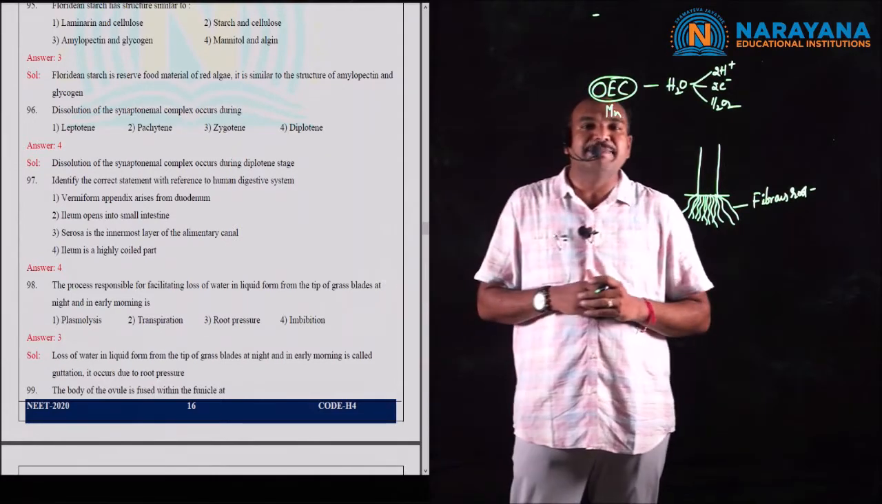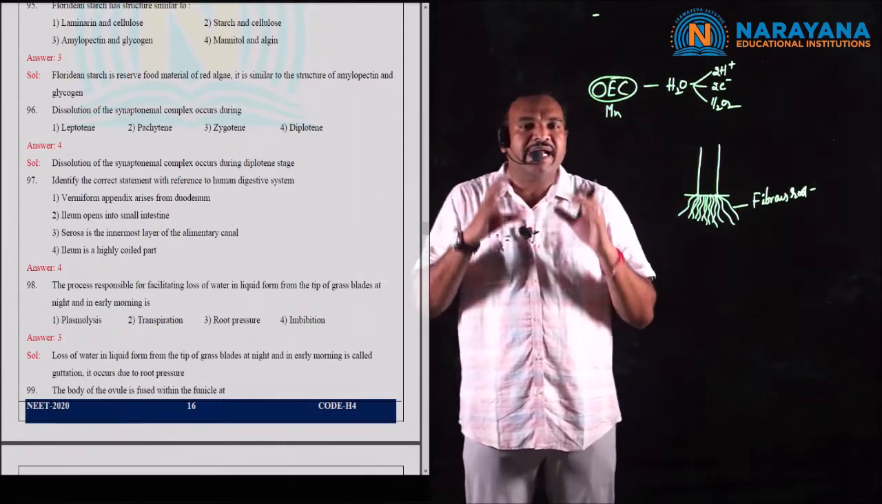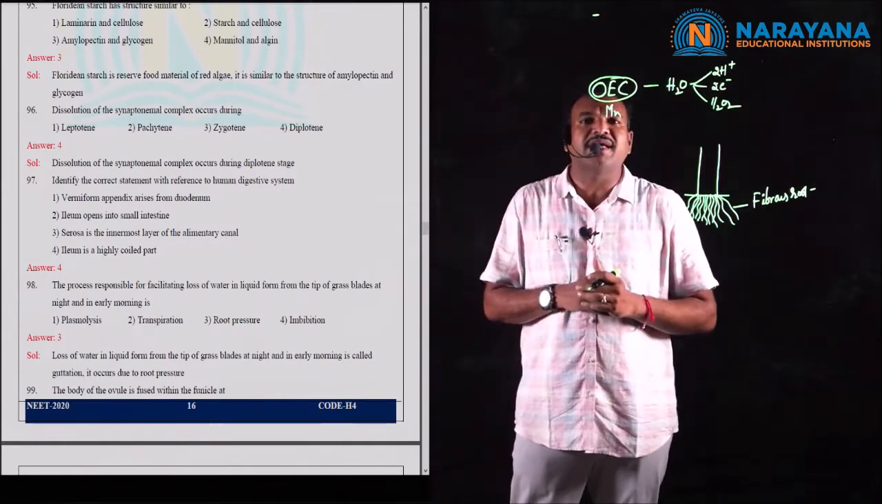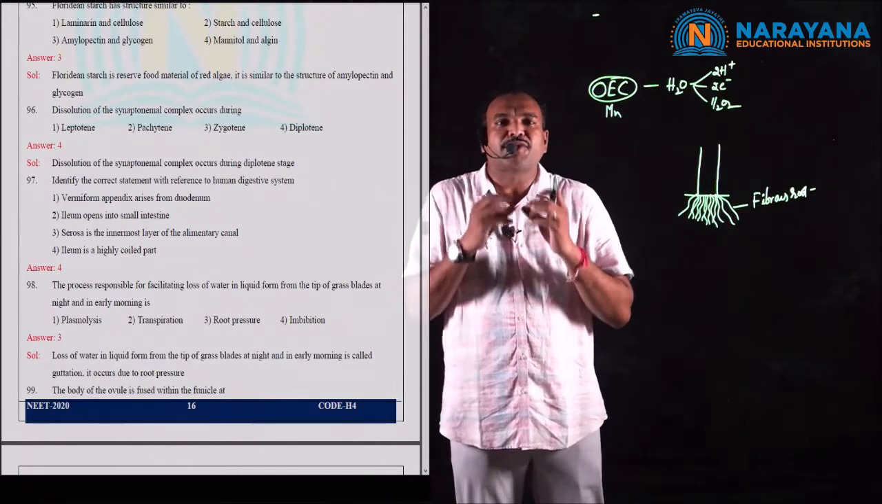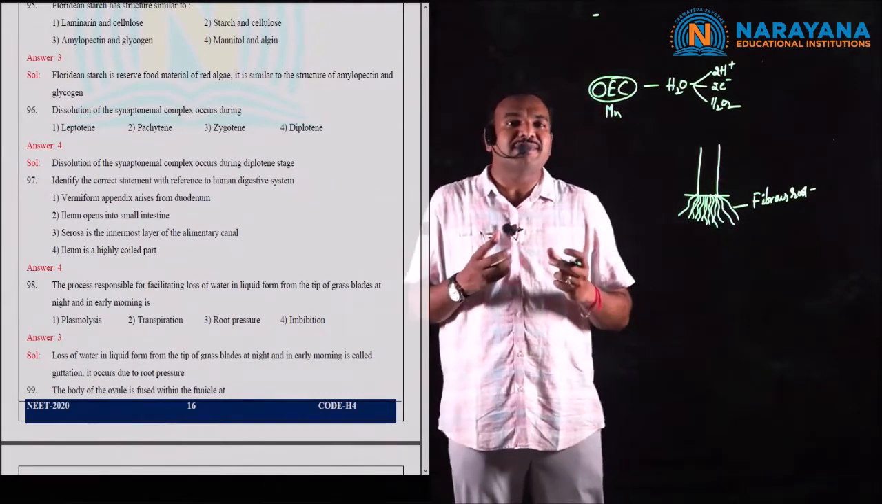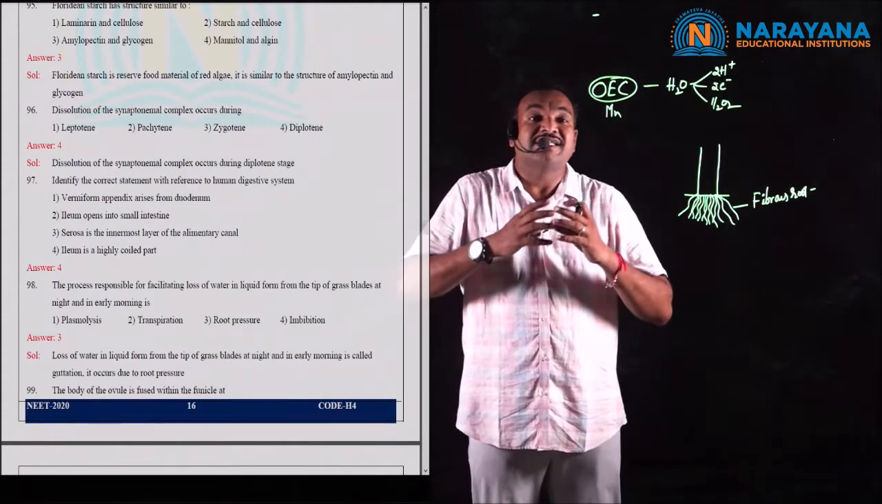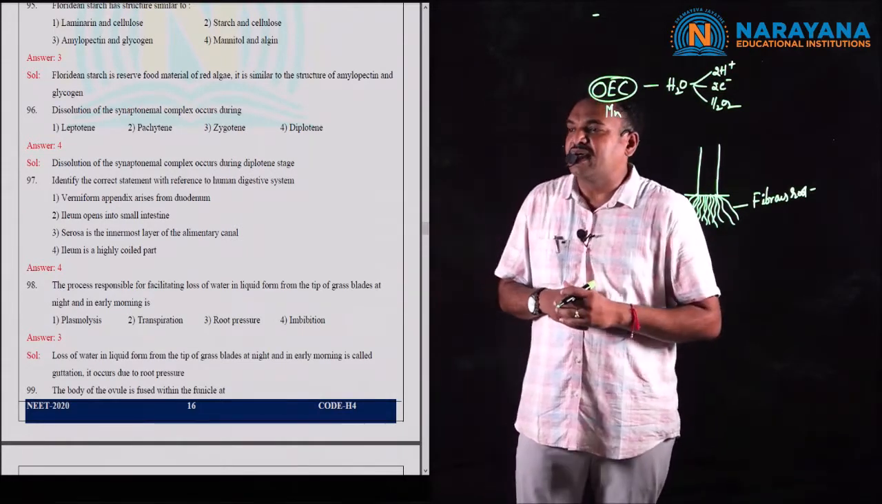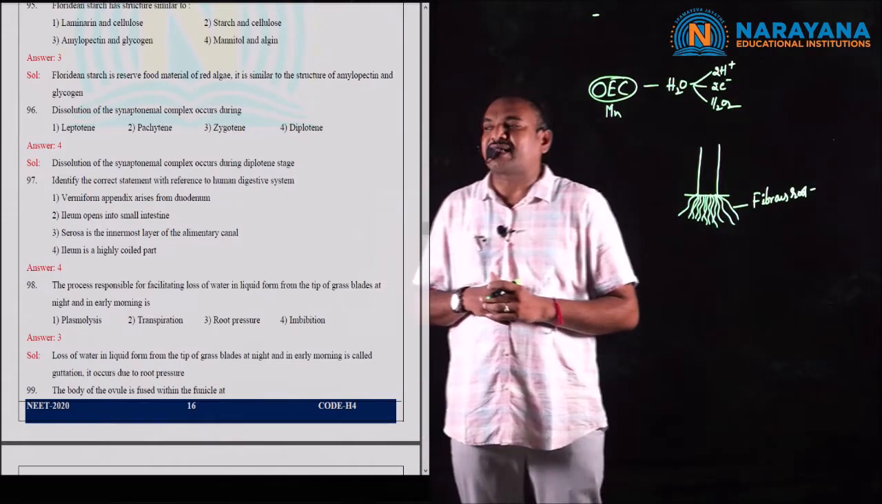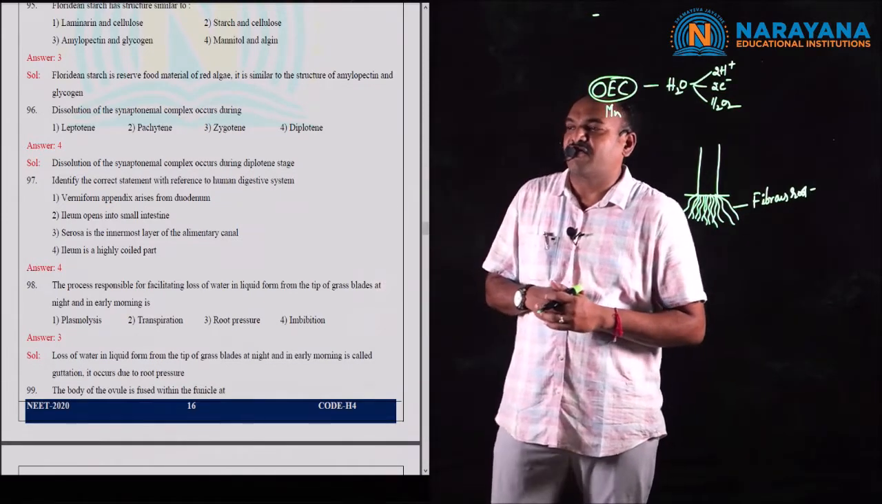And the fourth option, diplotene: due to strong repulsive forces between homologous chromosomes, the protein complexes formed during synapsis, the synaptonemal complexes, dissolve during the diplotene stage. That means the right option for question number 96 is the fourth option.